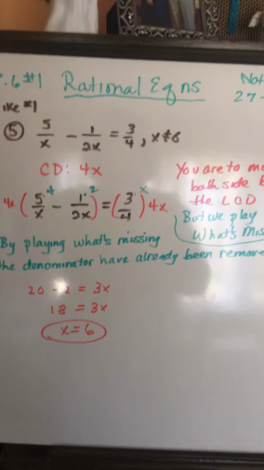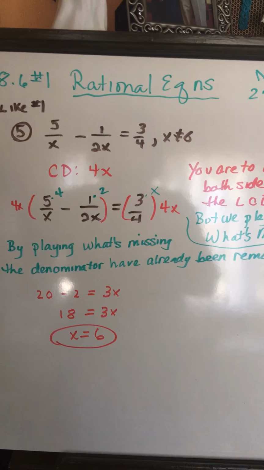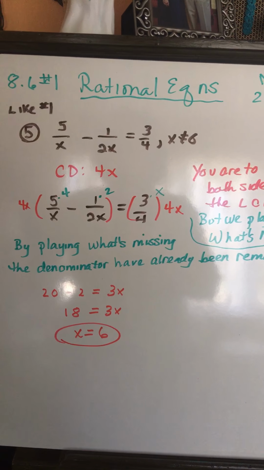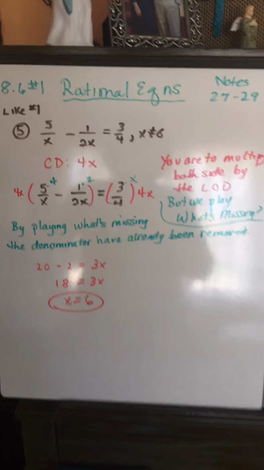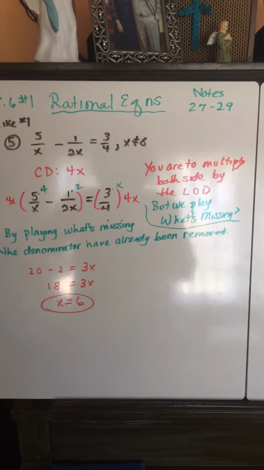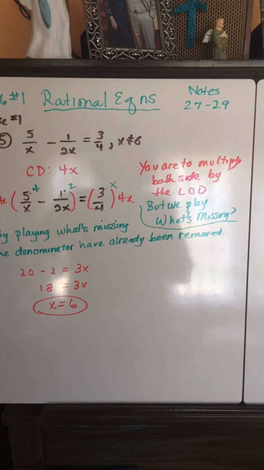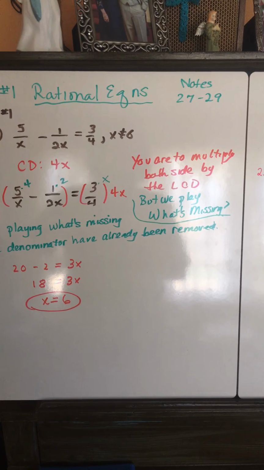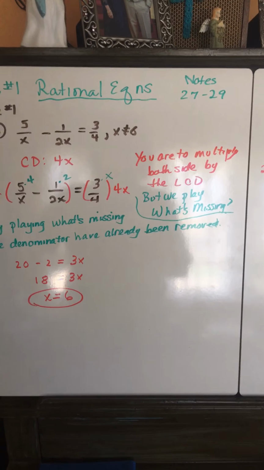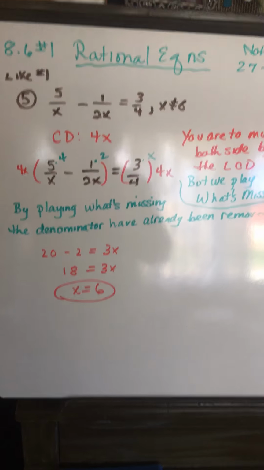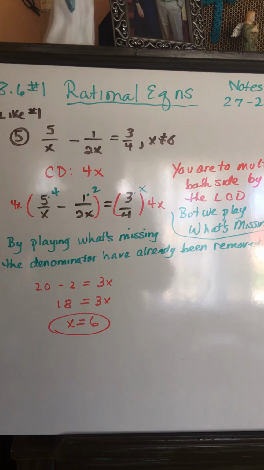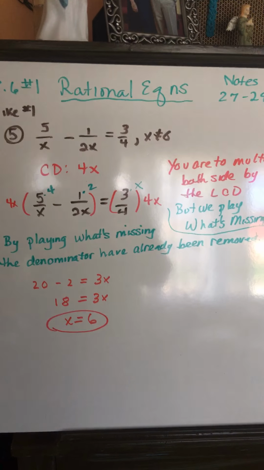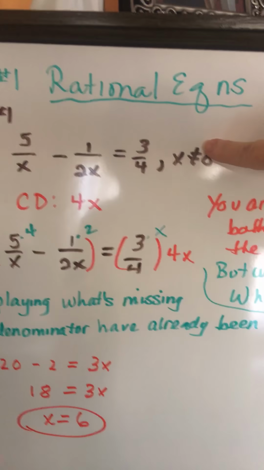All right, we're going to have a video for your fourth worksheet, 8.6 number 1, labeled correct, rational equations. It's in your notes, pages 27 to 29. Example 1 on your worksheet looks a lot like problem 5. And in problem 5, that's supposed to be a 0, actually.